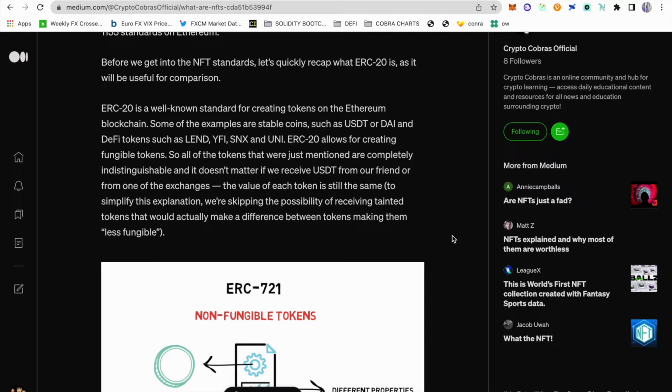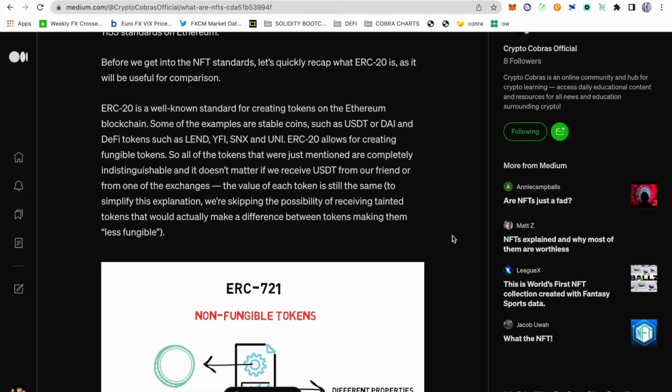So what is ERC20? ERC20 is a well-known standard for creating tokens on the Ethereum blockchain. Some of the examples are stablecoins such as USDT or DAI, and DeFi tokens such as LEND, YFI, SNX, or UNI.